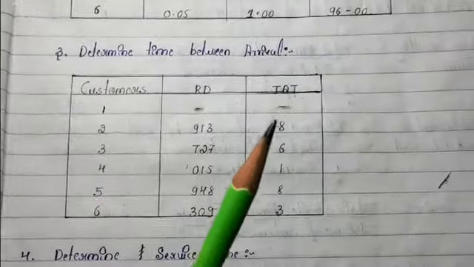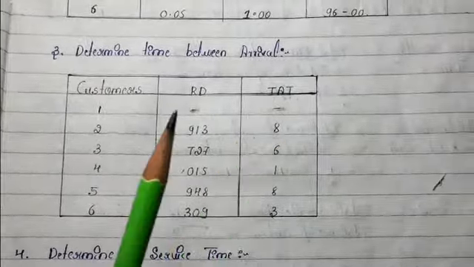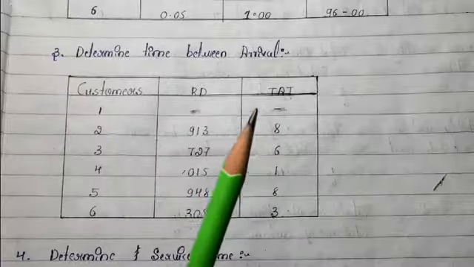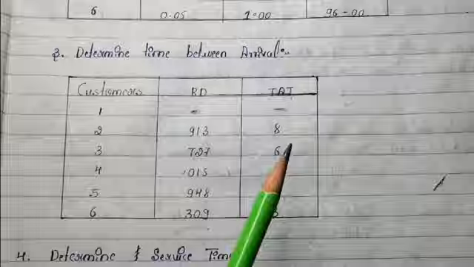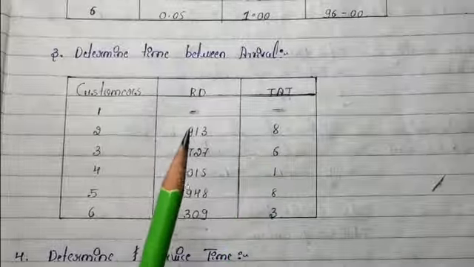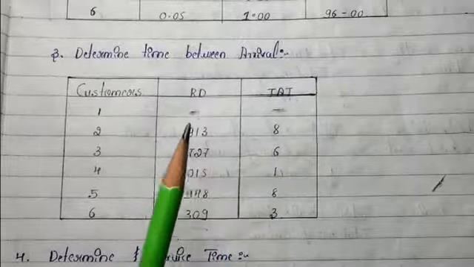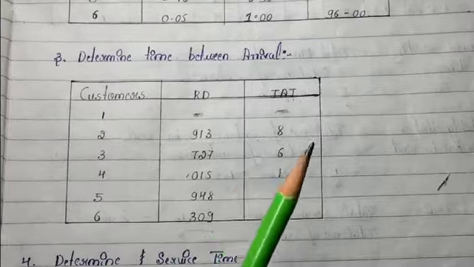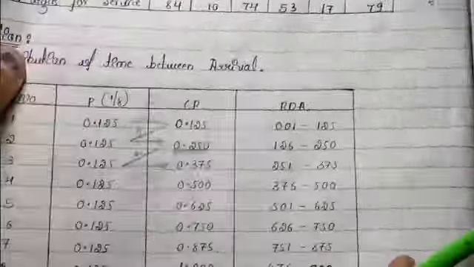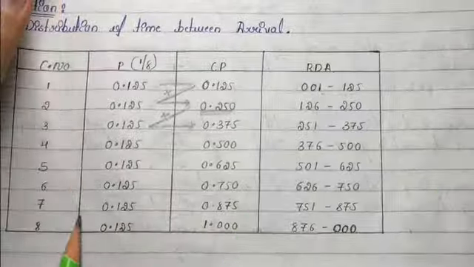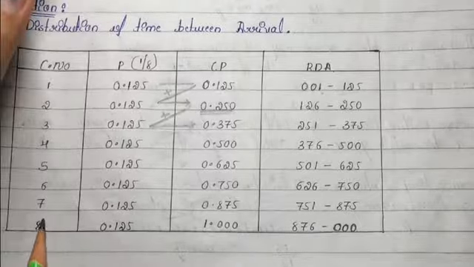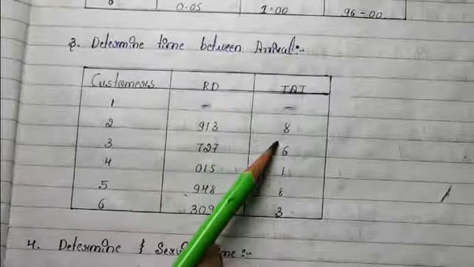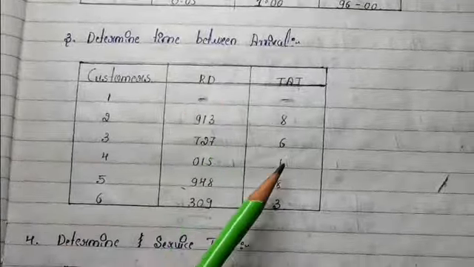Next, for inter-arrival time, the first value of the random digit is 0, so we are considering it as 0 only. Next we are taking 913 and checking in table 1 where 913 lies. Now 913 lies in the last row, that is 8. The value is 8, so we are writing the inter-arrival time as 8, and continue for the other values.